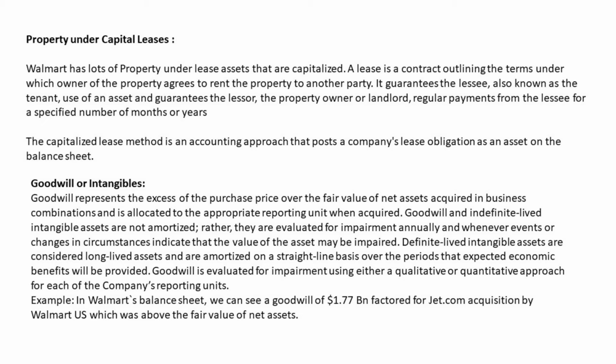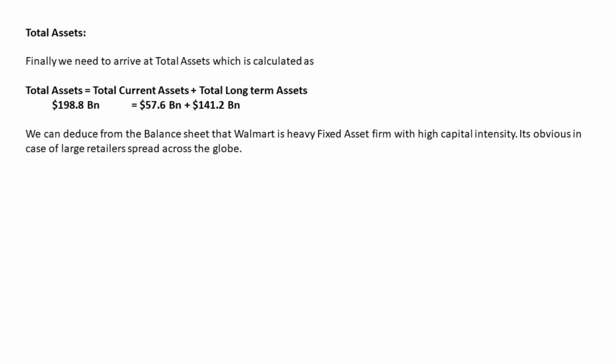We have arrived at the final slide, which is the total assets calculation, a summation of total current assets and total long-term or fixed assets. Here $57.6 billion is what Walmart has in terms of current assets, and $141 billion is what they have in terms of long-term assets. Put together, Walmart has around $199 billion of total assets, and we can deduce from the balance sheet that Walmart is heavy on fixed assets. It's a capital intensive firm.